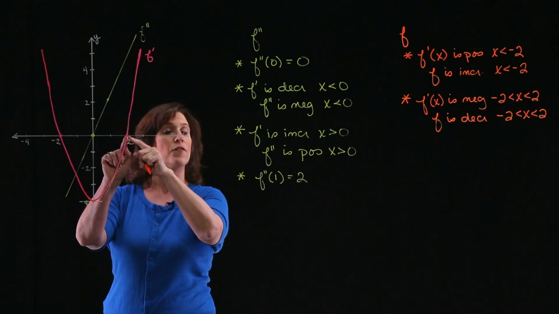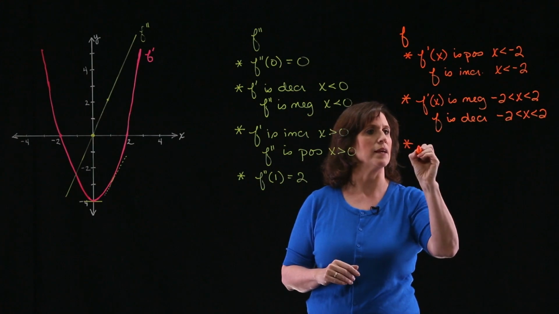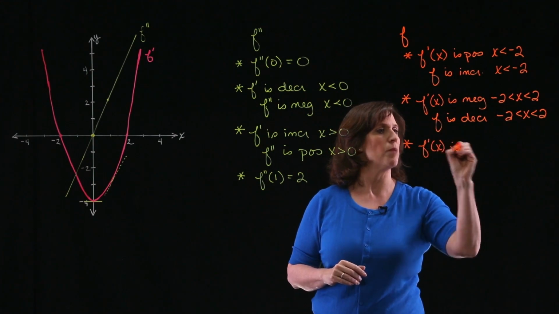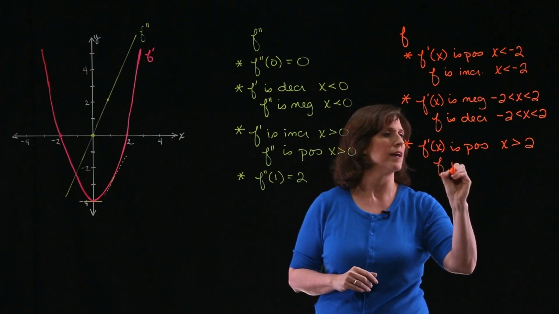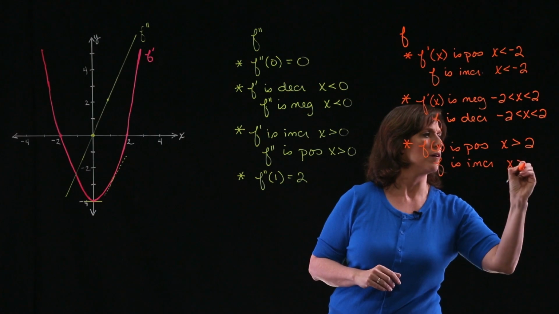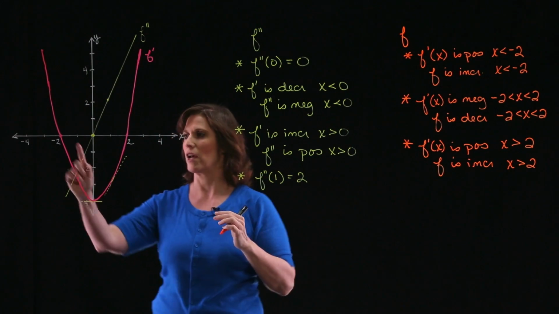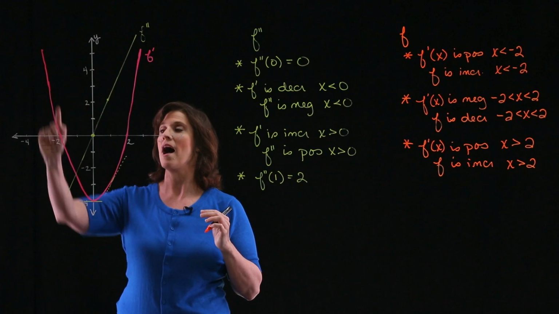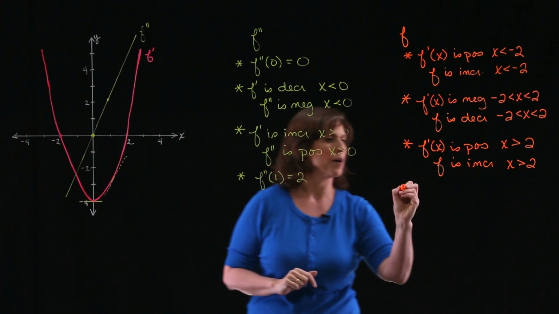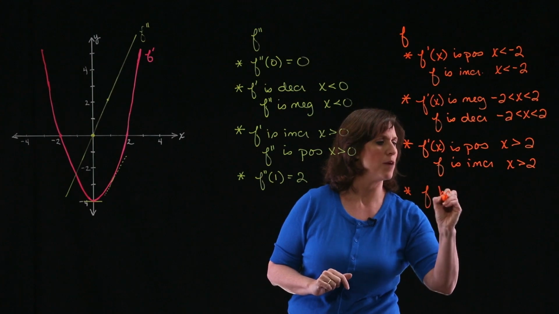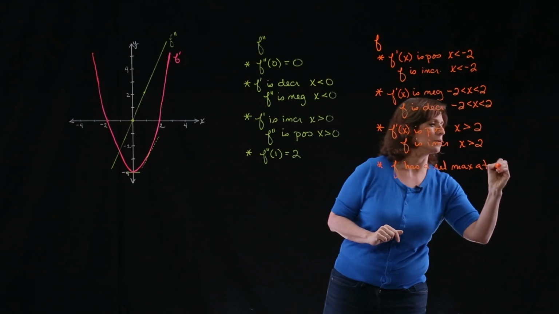Now let's see what happens for values bigger than 2. Take a look at the graph of f prime. It's all above the x-axis. That tells me that since the derivative is positive for values of x greater than 2, the original function f is increasing for values bigger than 2. Not only that, I can see that I have a switch from increasing to decreasing. So right here at -2, I'm moving from positive to negative, which means I'm moving from increasing to decreasing. So I know that f is going to have a relative maximum at -2.